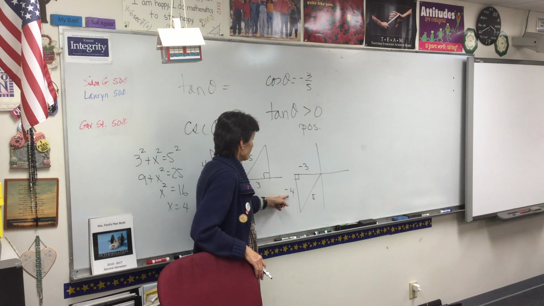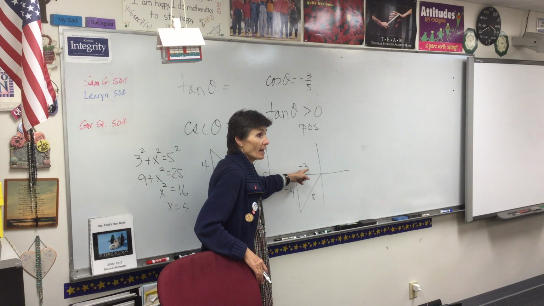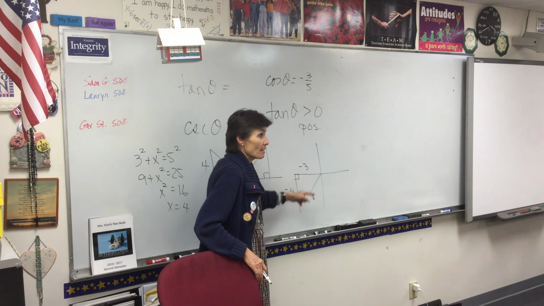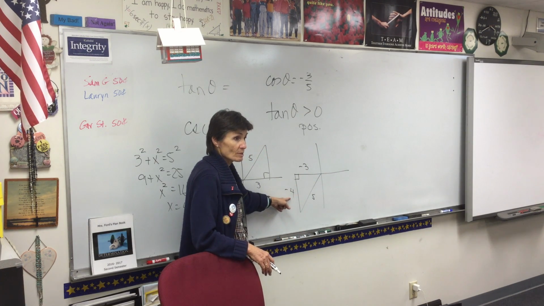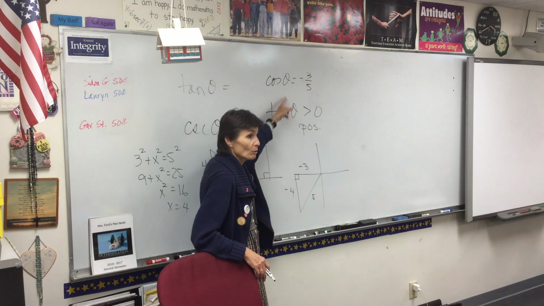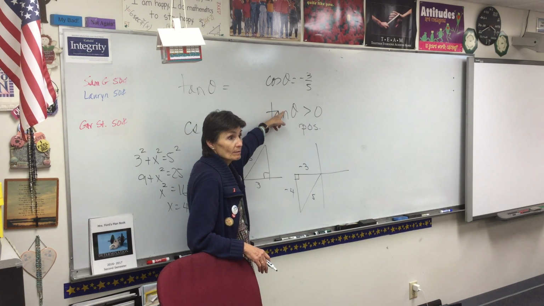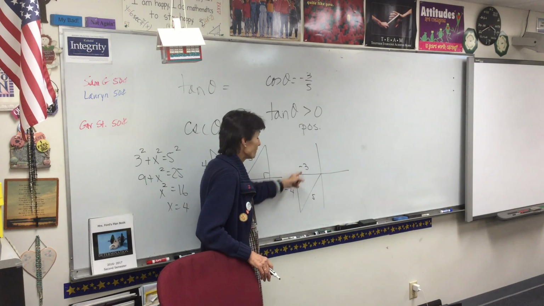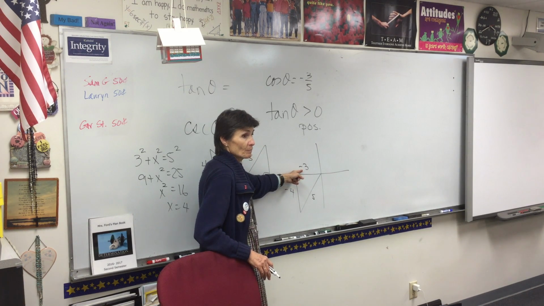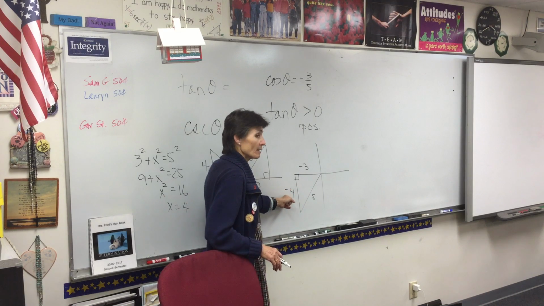4 divided by 3, which is a positive number, okay. So this quadrant is the right quadrant? It meets both requirements? Yes. This says the tangent has to be positive. So negative over negative would make positive. So now I got the right quadrant.